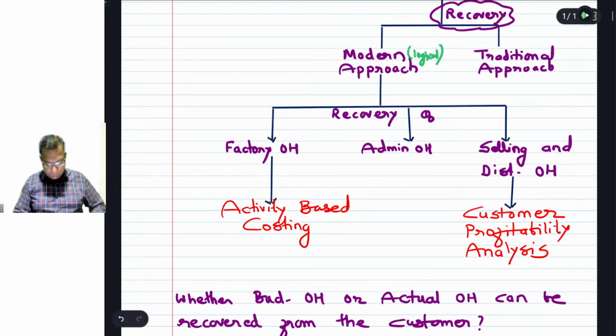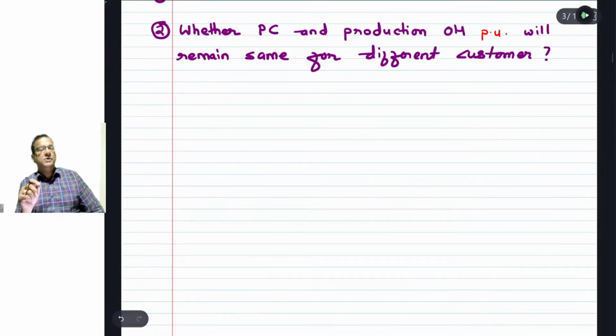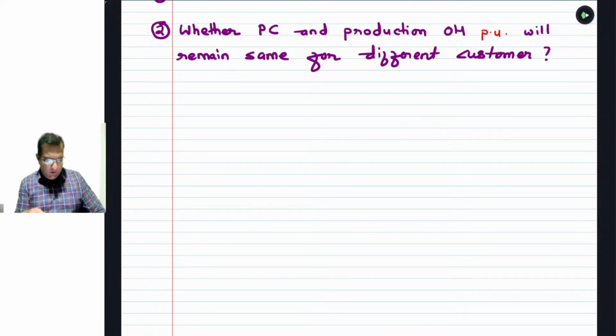Okay, write down, beta. In the answer write yes. Since all the customers in the customer profitability statement are purchasing the same product, the prime cost and the production overhead will remain the same.